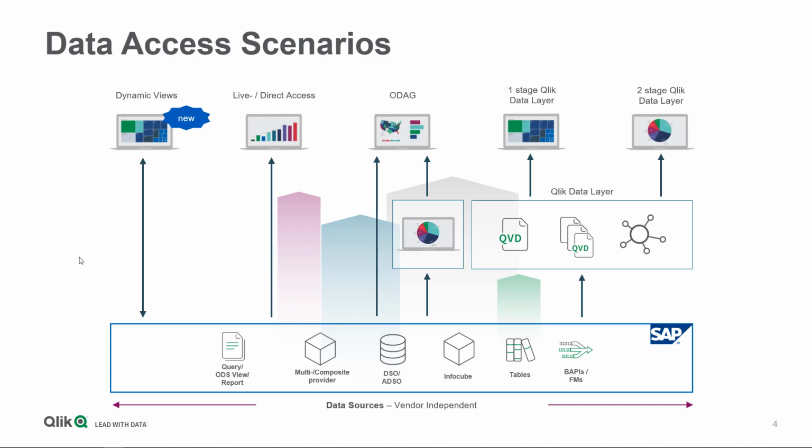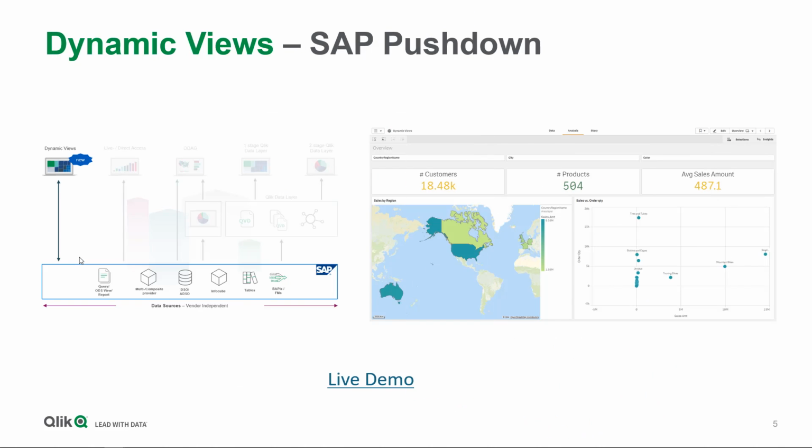A Qlik data layer might be implemented for being independent from the backend processing time at an early stage. All different types of scenarios are able to leverage all relevant data objects from the variety of different SAP systems. The connection can be established through the Qlik Connector for SAP, the SAP HANA ODBC driver, or other SAP interfaces like REST or Python. Let's jump to a short live demonstration to see how dynamic views are working.